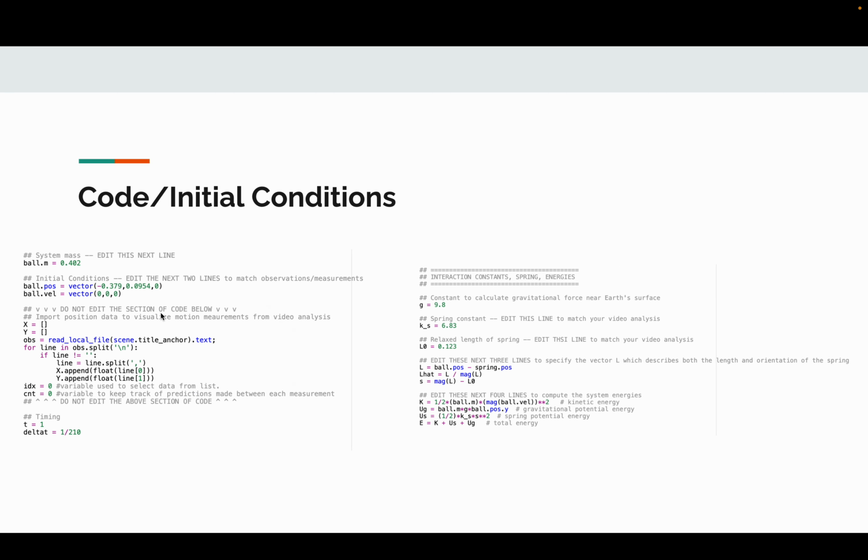And so here are our initial conditions in the code. You can see that the ball's mass is 0.402 kilograms. Here are the position vectors, and then you can see over here that we just have to set gravity, the spring constant, and the relaxed length of the spring. And then here are just some calculations to find the distance of the spring from its resting position, and L hat, and then basic energy equations as seen before.